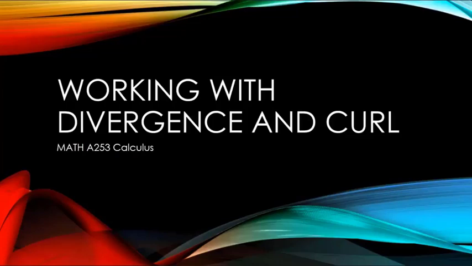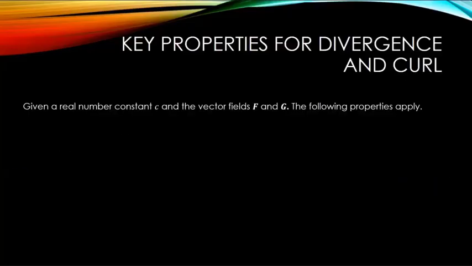In this video, we're going to do a little bit more on working with divergence and curl. There are some key properties for divergence and curl that we have to keep in mind. If I'm given a real number constant C and the vector fields F and G, the following properties will apply. My divergence properties are that del dotted with the sum of F and G is equal to del dotted with F plus del dotted with G.